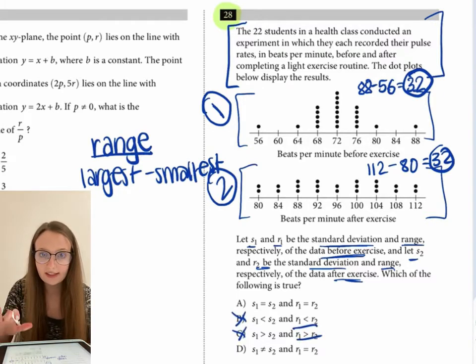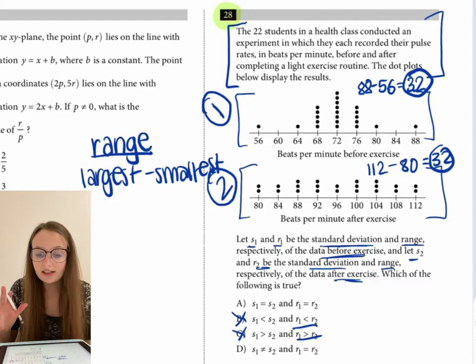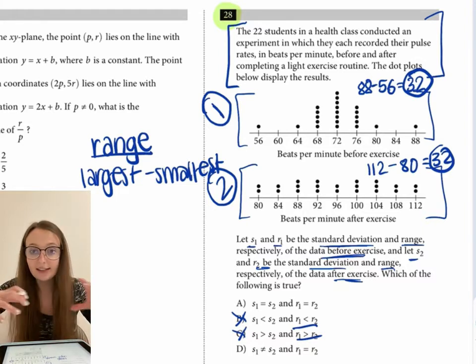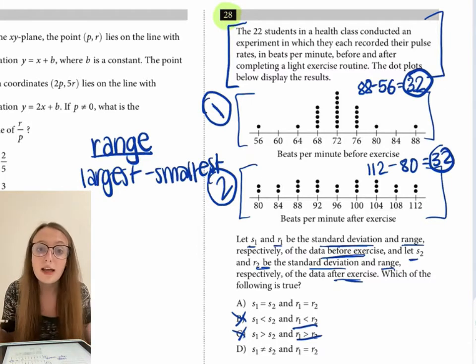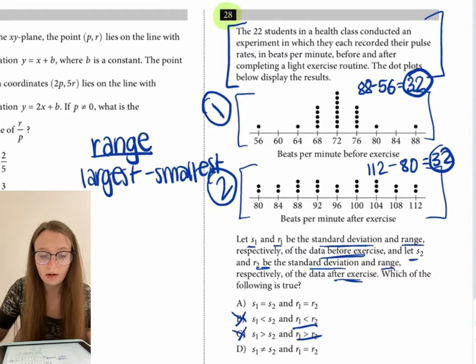Now let's talk about the standard deviation. So the standard deviation is basically a measure of how spread out the data is. If the data is nice and spread out across a broad spectrum, it means the standard deviation is higher. If the data is all clustered and centered around one little area, it means the standard deviation is smaller.